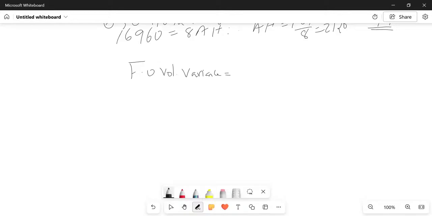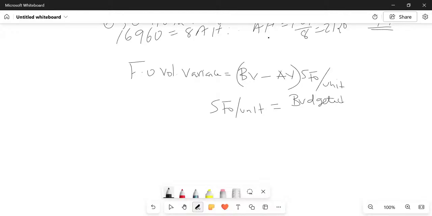Is there somebody who remembers the formula? Budgeted volume minus actual, multiplied by what here, somebody? Fixed overheads per unit. Could you kindly give me the standard fixed overheads per unit? Let's start from this one. This will be budgeted overheads over budgeted volume.